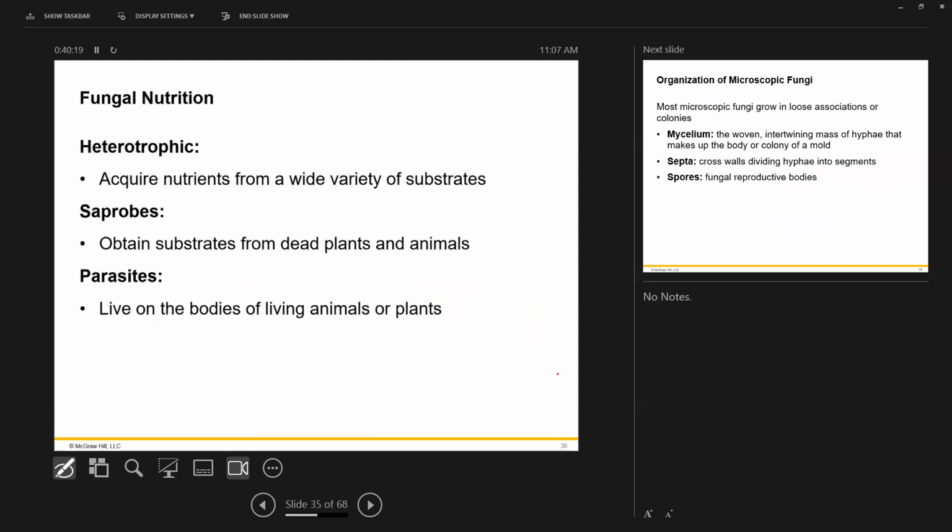Where do fungi get their nutrients from? They can eat normal stuff like we do. We're also called heterotrophs. That's not so important to remember that term right now. But they can be saprobes, which means breaking down dead things, and they can be parasites, which means they're feeding off of living things harmfully.